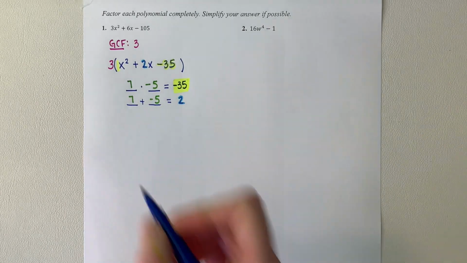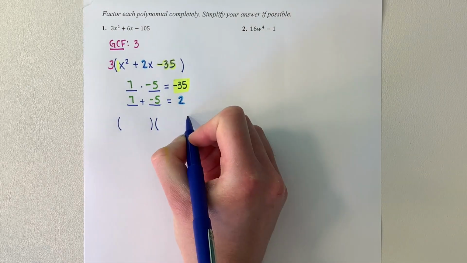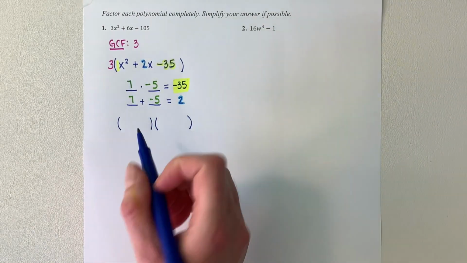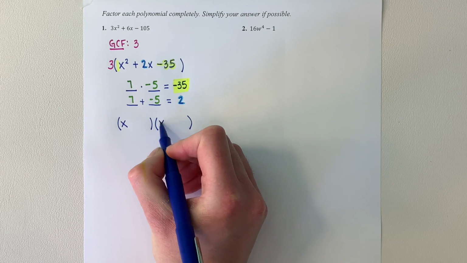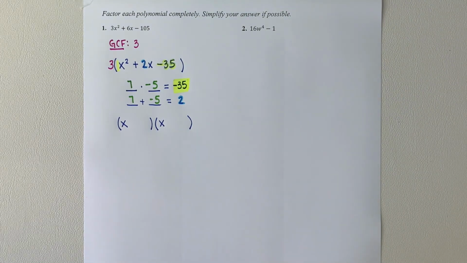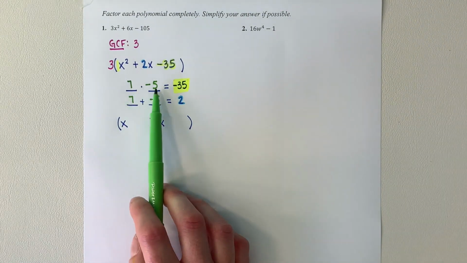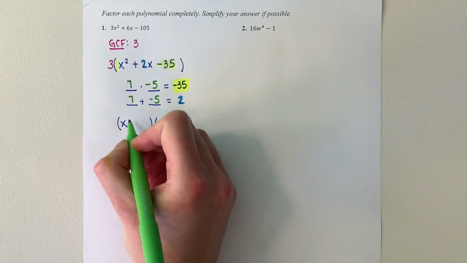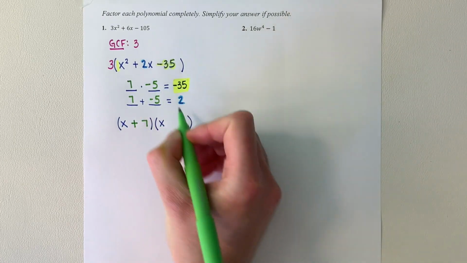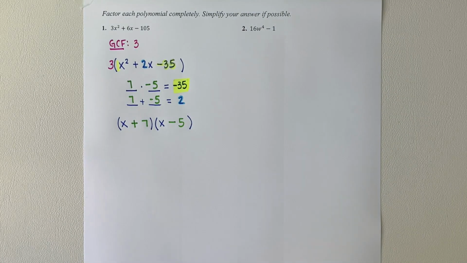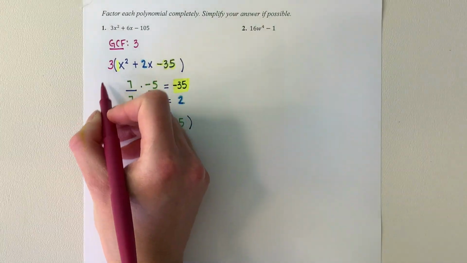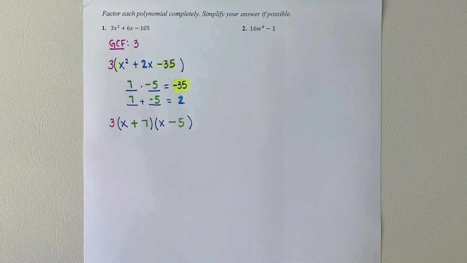To write our final answer, we'll start by drawing our parentheses. Since this is a 1x squared, we'll put a 1x and a 1x in the first position in each parenthesis. And then we use these green numbers to fill in the blanks. We'll put a +7 in one parenthesis and a -5 in the other. And then make sure to always include the GCF in your final answer. So we'll bring down the GCF to include in our final answer.